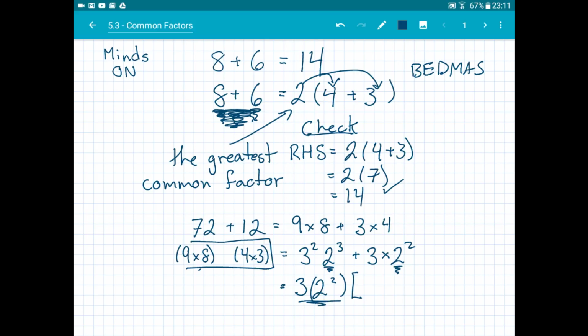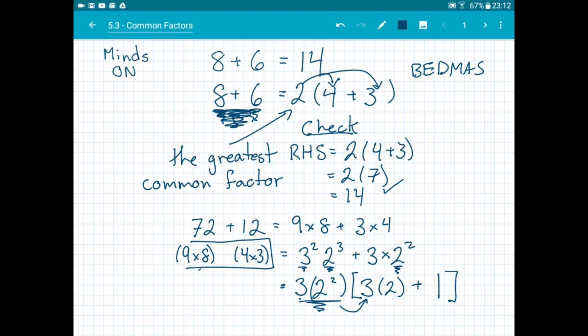Now what would we have to multiply this greatest common factor by to get back the original expression? Well, in this case, I've got a 3 I need to add. I only had one 3. Now 3 times 3 gives me back the 3 squared up here. 2 squared times what gives me 2 cubed? Well, just 2. 2 squared times 2 gives me 2 cubed. Now if we look at the second term, 3 times what gives me 3? Well, just 3 times 1 gives me 3. So looking at the second part, 2 squared times what gives me 2 squared? Just 1 again. So this whole thing times 1 will give me back that expression there.